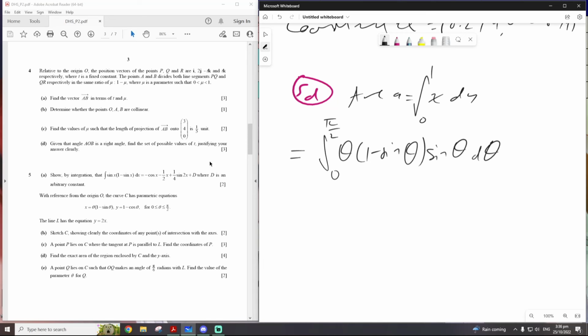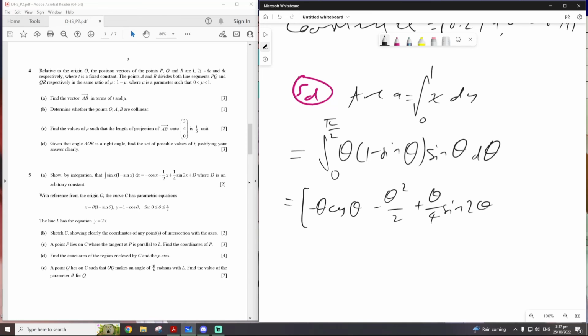Okay, but how do you integrate this? Now, we actually found the integral of sine x times 1 minus sine x earlier. So what we're going to do is use integration by parts. I let this be my dv/dx, because I know how to integrate this. So I get negative theta cosine theta minus theta square over 2 plus theta over 4 sine 2 theta.